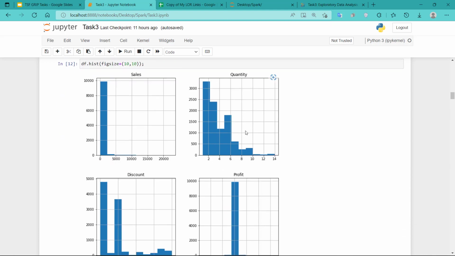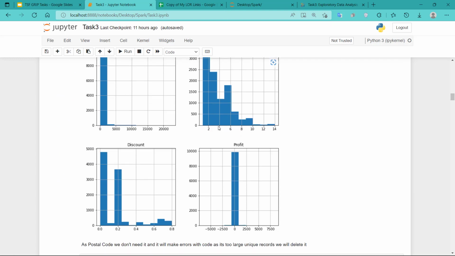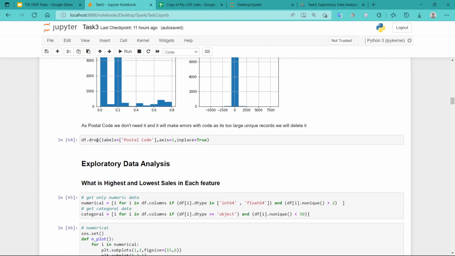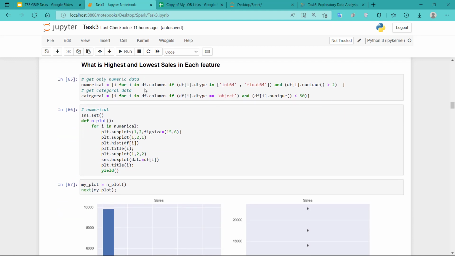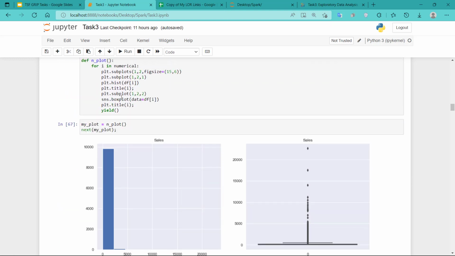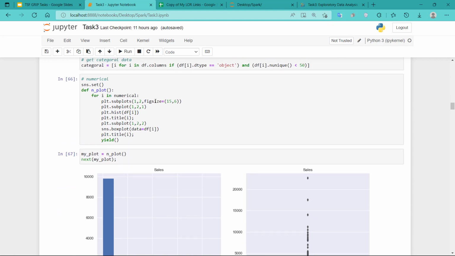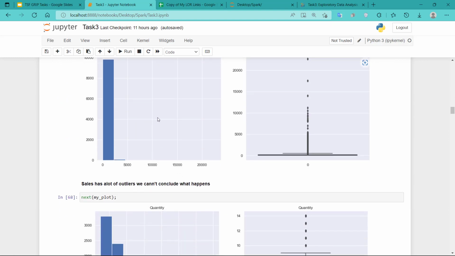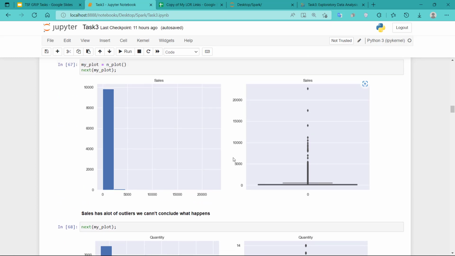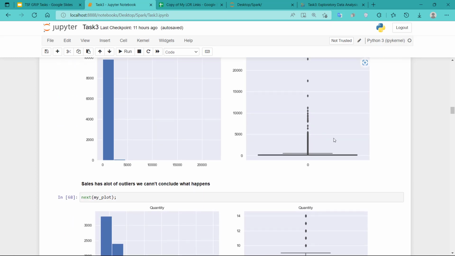Here is a histogram of the numerical data. We have dropped the postal code because we don't need it. Then we have started the exploratory data analysis. We have made a function that iterates over the numerical data to plot it, so we don't duplicate the code every time. Here the seeds has a lot of outliers, so we cannot say anything about it, or we don't know what happened to it.